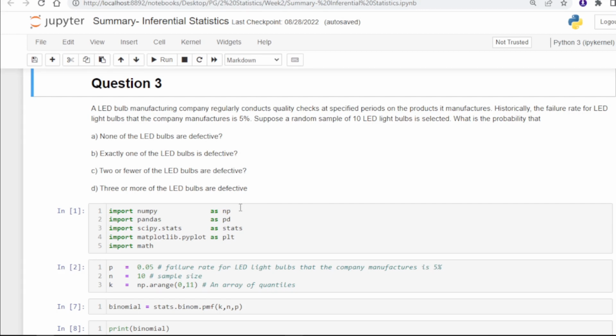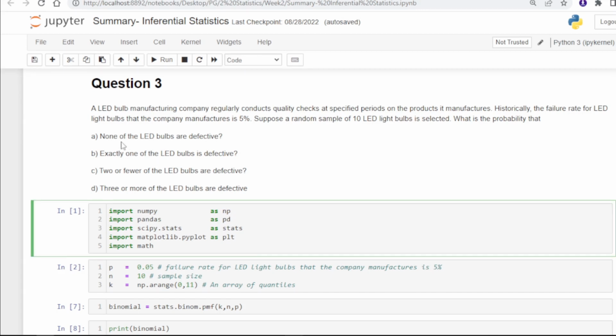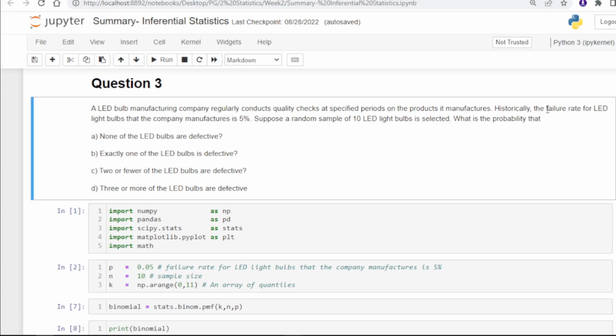So let's understand with one more example. An LED bulb manufacturing company regularly conducts quality checks at specified periods on the product it manufactures, right? And historically the failure rate for LED light bulbs that the company manufactures is 5%. Suppose a random sample of 10 LED light bulbs is selected. What is the probability that none of the LED bulbs are defective, exactly one of the LED bulbs is defective, two or fewer LED bulbs are defective, and three or more LED bulbs are defective?